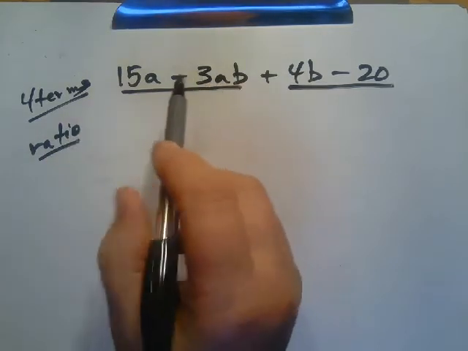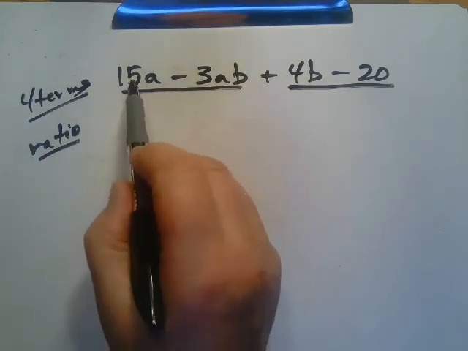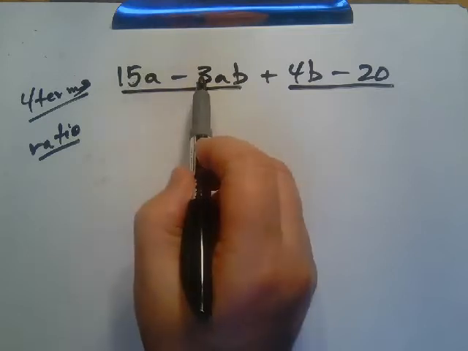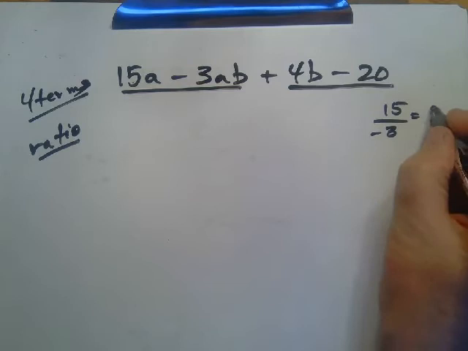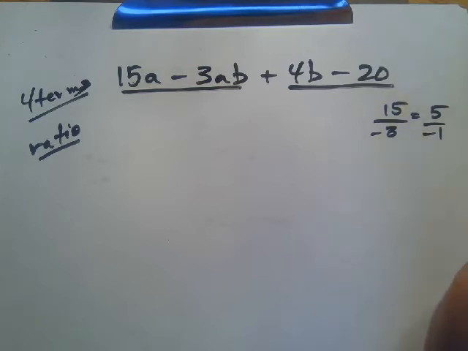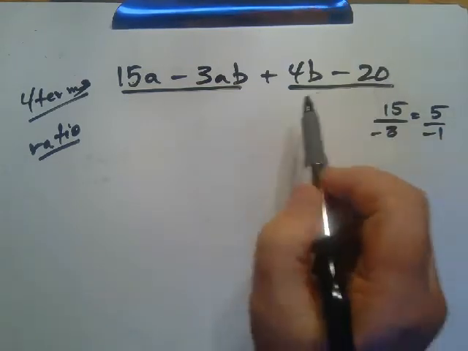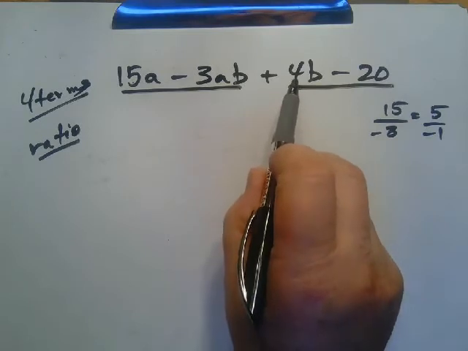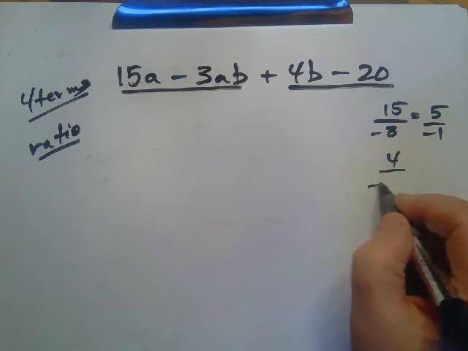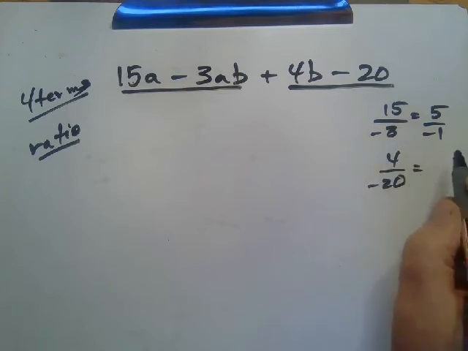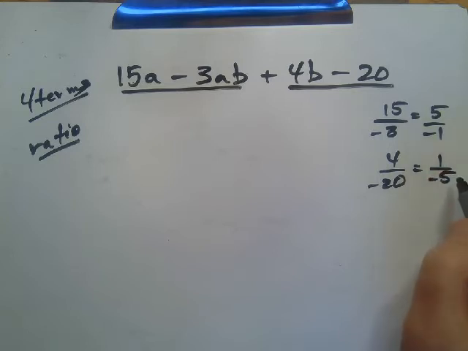Okay? Common ratio. Well, this looks like it's in a ratio of 15 to negative 3. Well, 15 to negative 3 is like 5 to negative 1. Okay? How about this one? Well, this is in a ratio of 4 to negative 20. Well, that's in a ratio of 1 to negative 5. Well, it's almost the same ratio.